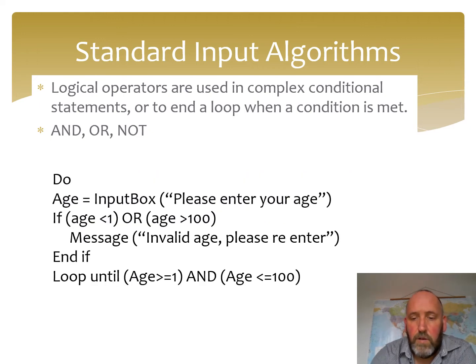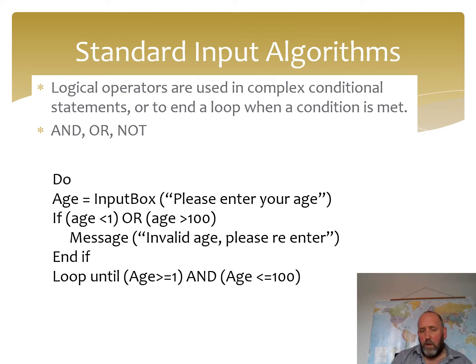So here we are. Age equals input, please enter your age. If age is less than 1 or age is greater than 100, message: invalid age, please re-enter. End if. Loop until age is greater than or equal to 1 and age is less than or equal to 100.